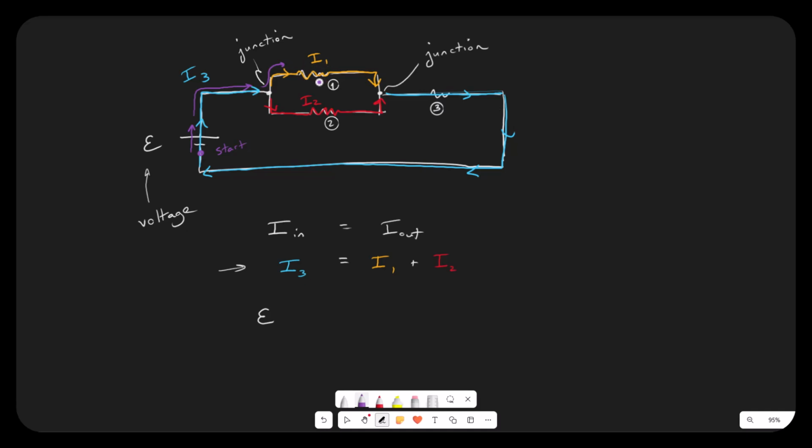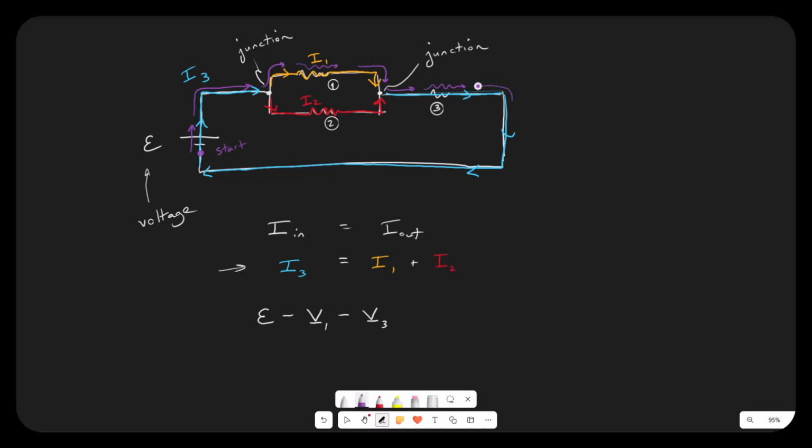The next thing I encounter is resistor 1. So I'm going to say minus the voltage across resistor 1. So now I have made it past here. Keep walking. I've hit my junction. I need to keep moving, so I'm going to keep going. And I encounter this resistor. So I'm going to say minus the voltage across resistor 3.